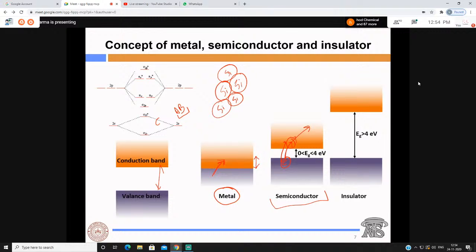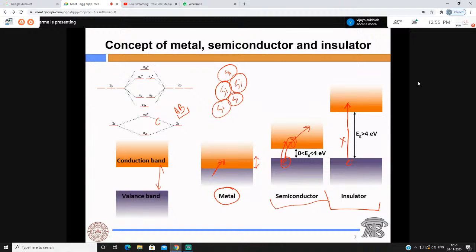And the next category is the insulator material, where the gap is so large that even if we give a very high amount of energy, the electron cannot reach the conduction band level. Okay, so there is no free electron. If there is no free electron, there is no conductivity in the system. So that's why it is an insulator. So I think this concept should be clear to everyone.